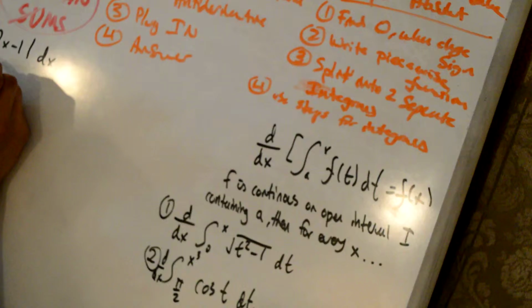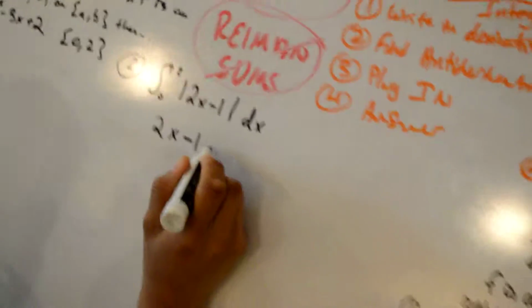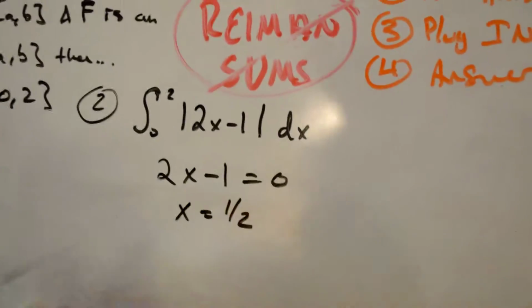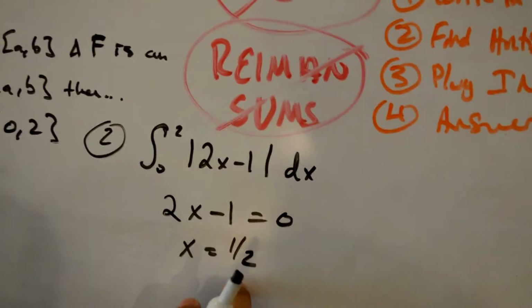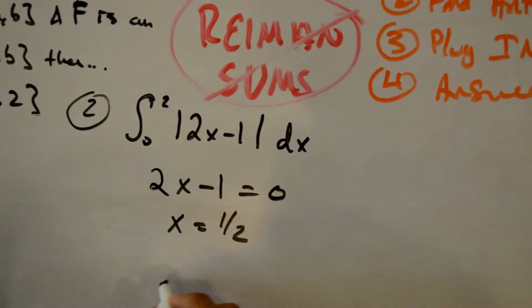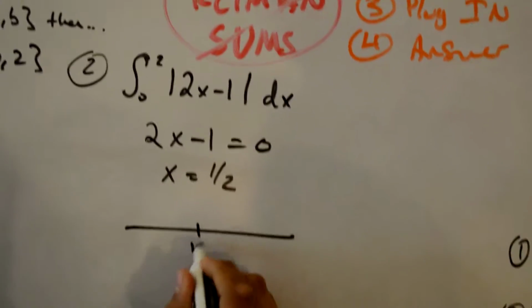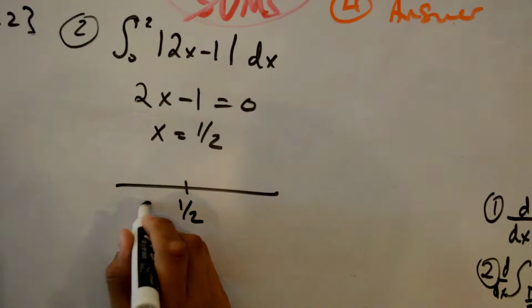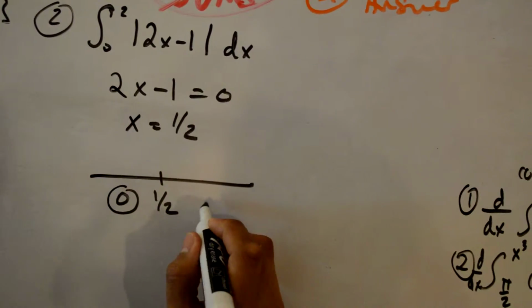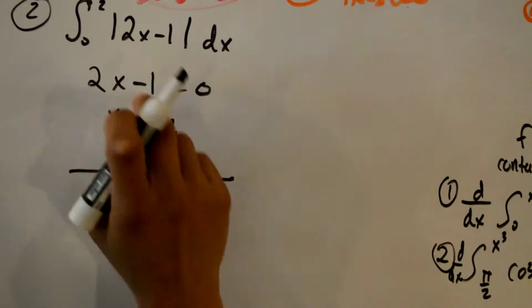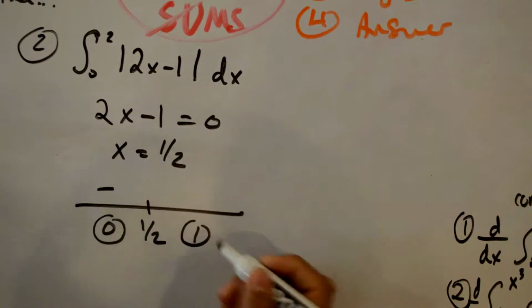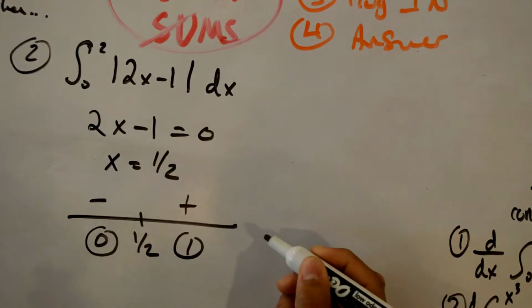So let me do the absolute value. So here, we're gonna find when the expression is equal to 0, right? So we can see that that's when x equals 1/2. So when x equals 1/2, we know the sign changes, right? So let's figure out if it's negative or positive. So here I'm gonna plug in 0 as our test value, and here I'm gonna plug in 1. So if I plug in 0 here for x, we can see that it's negative, right? If I plug in 1, we can see it's positive.